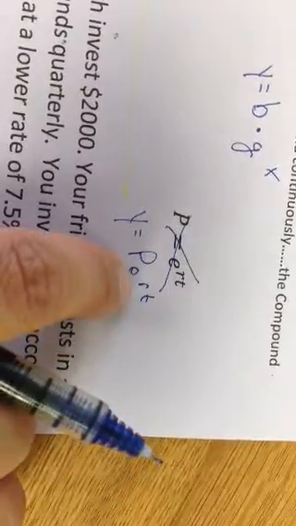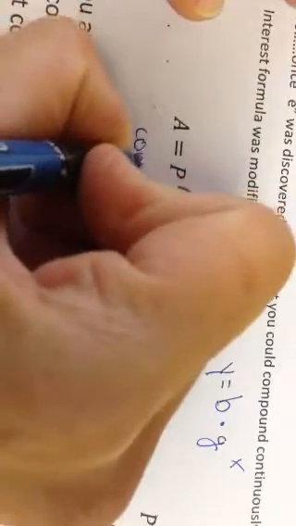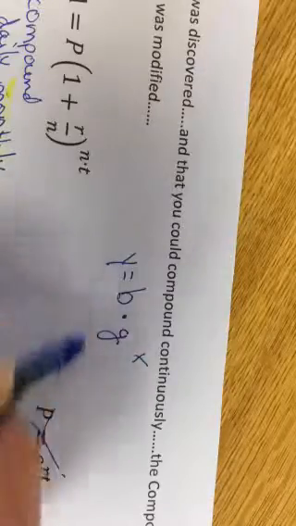G in this formula is all of that stuff in the parentheses. And now G is E. And then you've got your exponents and your exponent and your exponent. So we're going to start looking at this. So if you see compound and then they use the words daily or quarterly or monthly, you're going to use this formula. If they don't use the word compound, you're using this formula. And if they use the word compound continuously, you're using this formula.